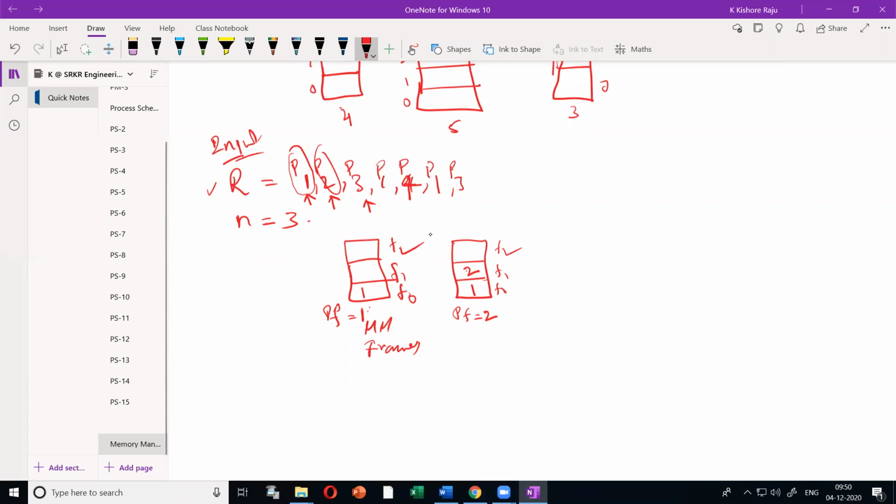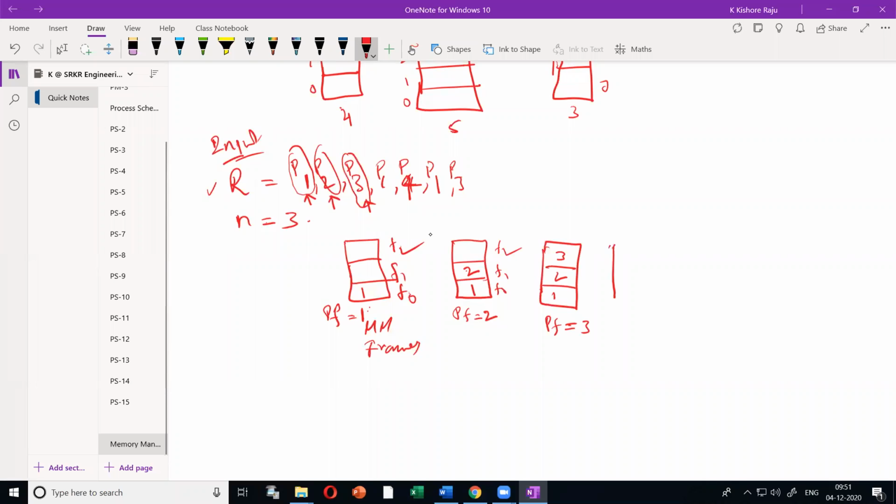Is P3 available in the frames? No. Then what happens? 1 and 2 are there, so a page fault will be raised again because P3 is not there. So the third page fault. Then page 3 will enter. Next, P3 is completed.